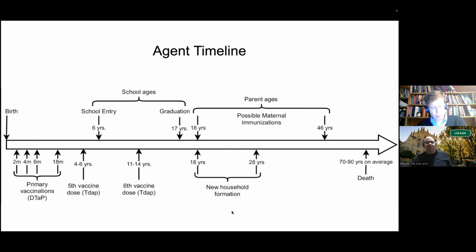This figure represents the timeline of an agent over its life course, beginning with birth. Vaccination occurs at various points, mostly during childhood. Children enter school at 6 years and complete at 18 years. Between 18 and 28, they move out and form their own households and can become parents on their own up to 46. And then on average, 70 to 90 years is the life expectancy.